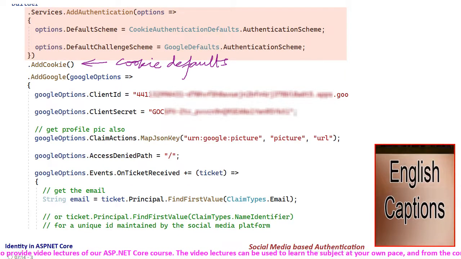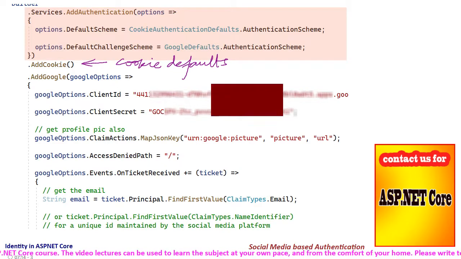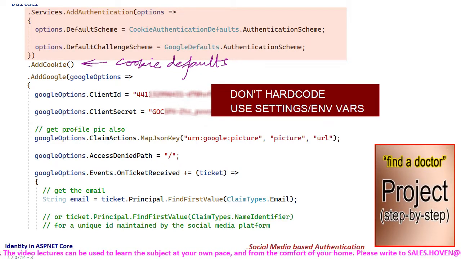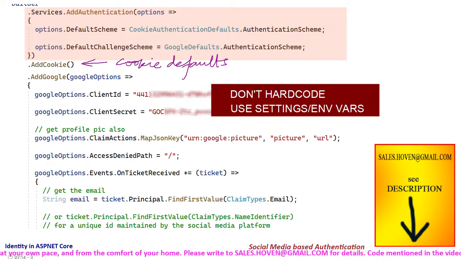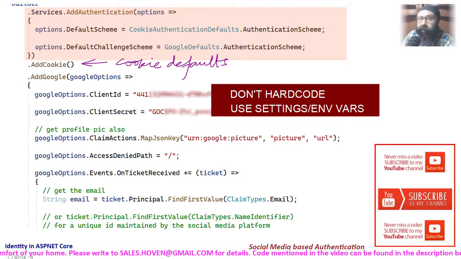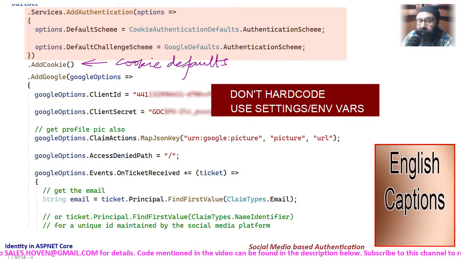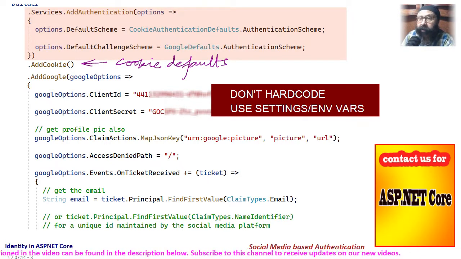The most important settings are done through the AddGoogle extension. The values for client ID and client secret must match exactly to the ones as shown on your Google console page. We have hard-coded them only for the sake of the tutorial, but in a real project you should not hard-code them. You should put them in settings, in your environment variables or in a more secure place. So we had to simplify the tutorial, so I have just hard-coded them here.